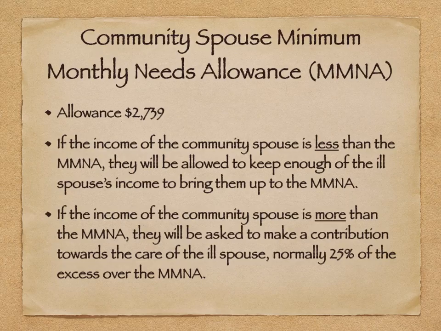The Community Spouse Minimum Monthly Needs Allowance, MMNA. The allowance right now is $2,739. If the income of the community spouse is less than the MMNA, they will be allowed to keep enough of the ill spouse's income to bring them up to the MMNA. If the income of the community spouse is more than the MMNA, they will be asked to make a contribution towards the care of the ill spouse, normally 25% of the excess over the MMNA.